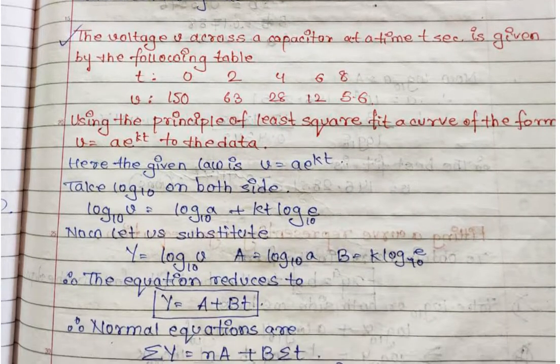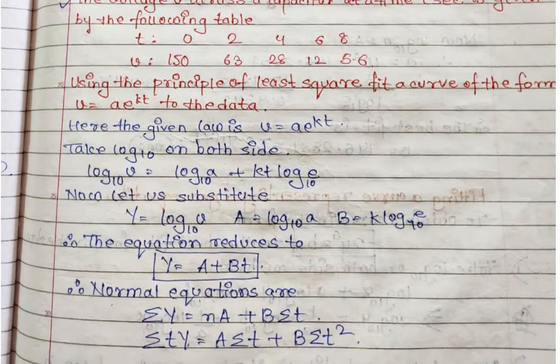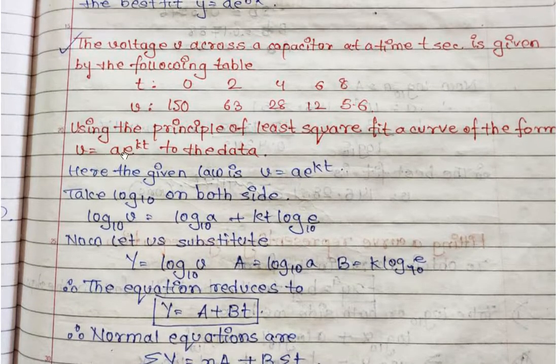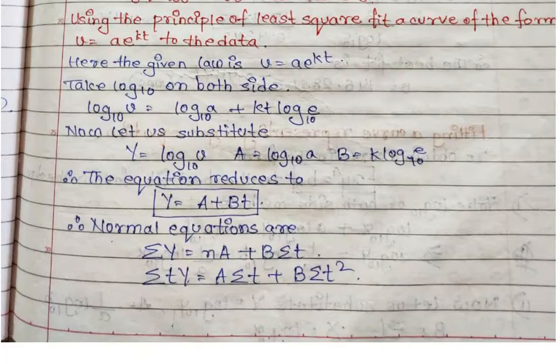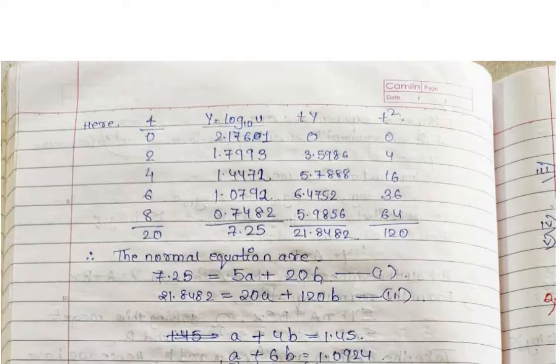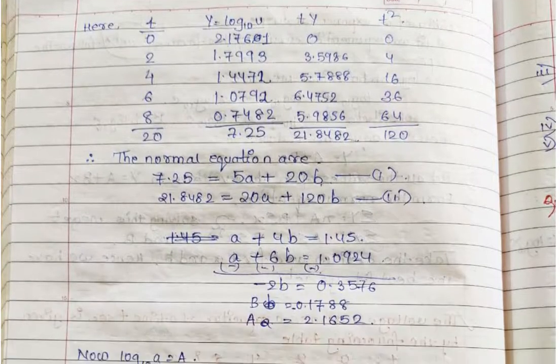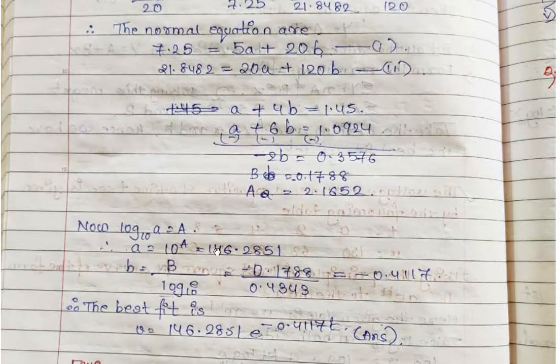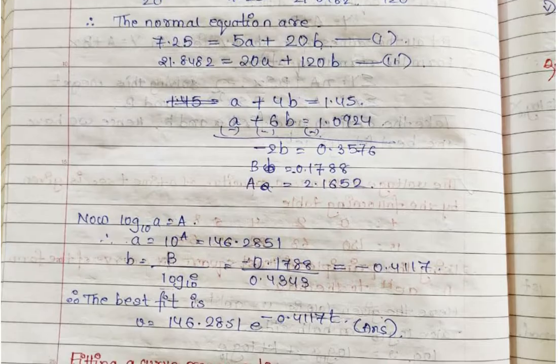Now you can see that I have solved this problem already. Try to solve the problem by yourself. Here the equation is given that v equals a e to the power kt. We have to fit this curve to the given data. ठीक है? Okay, same type of problem is given here. After taking the values of capital A and B, log a base 10 equals capital A, so a will be 10 to the power A and b will be B by log e base 10. So after taking all those values, we will get the values of b.